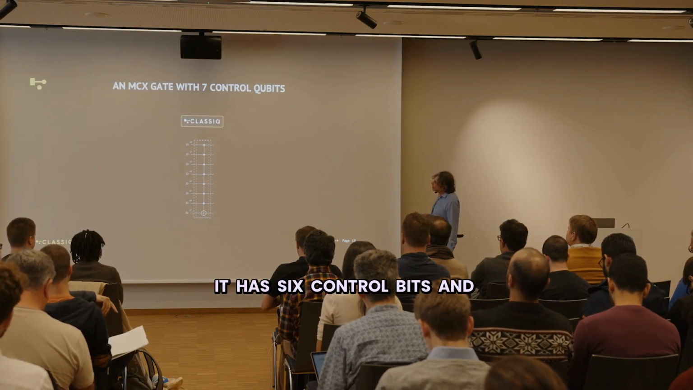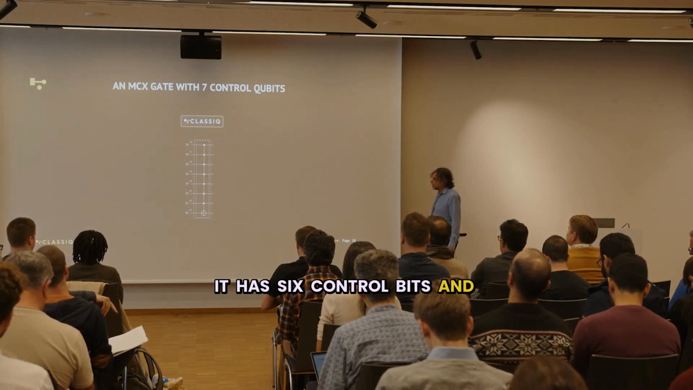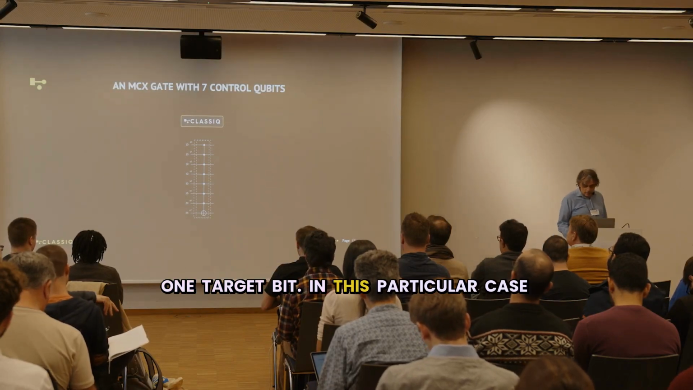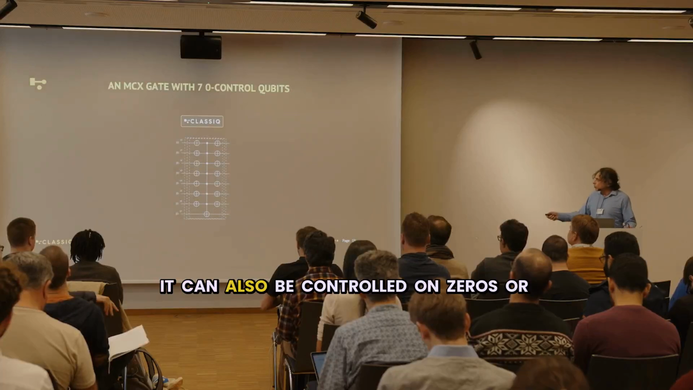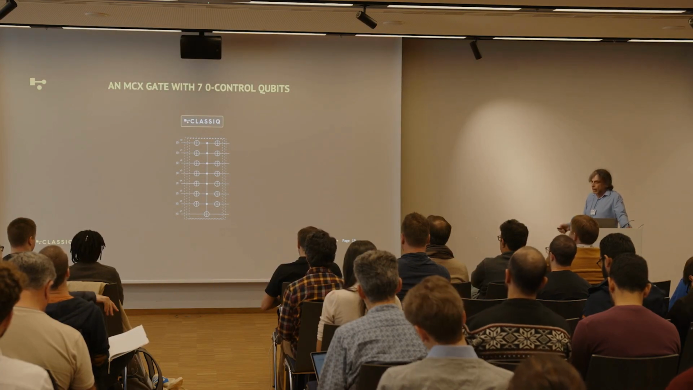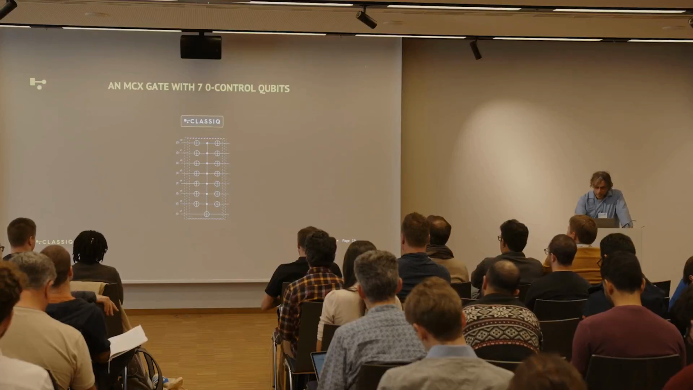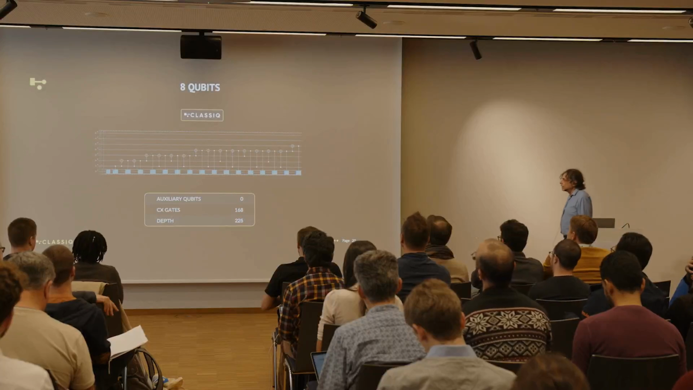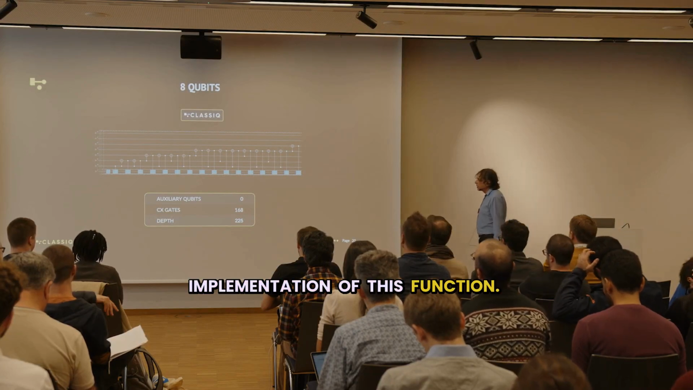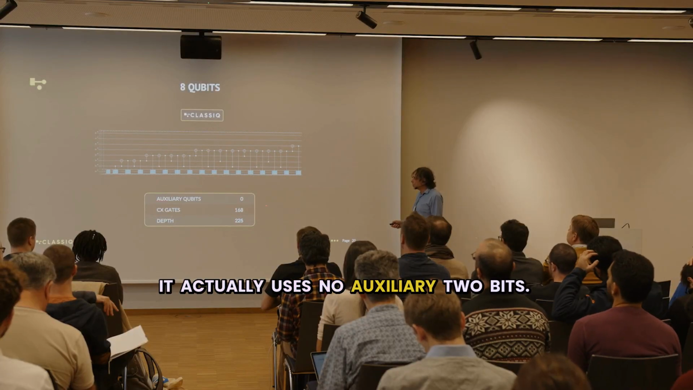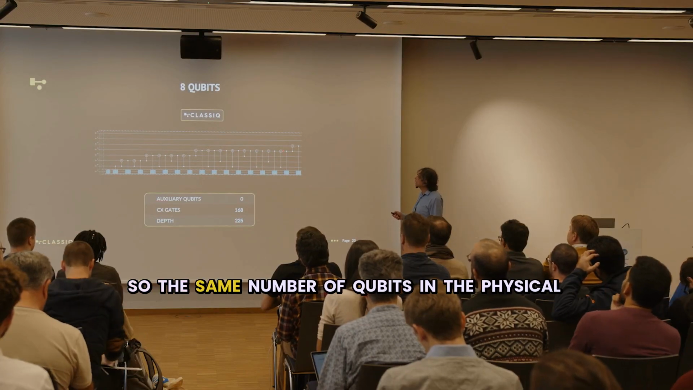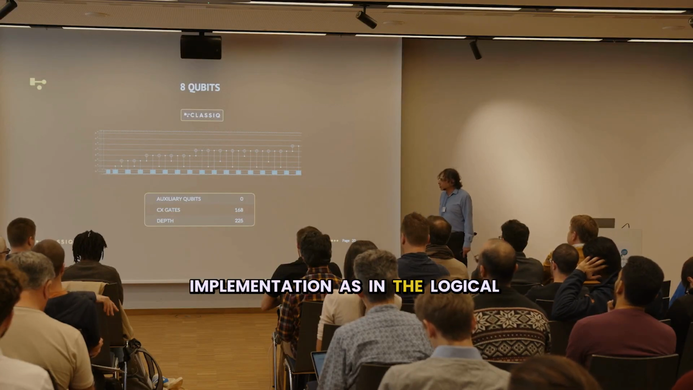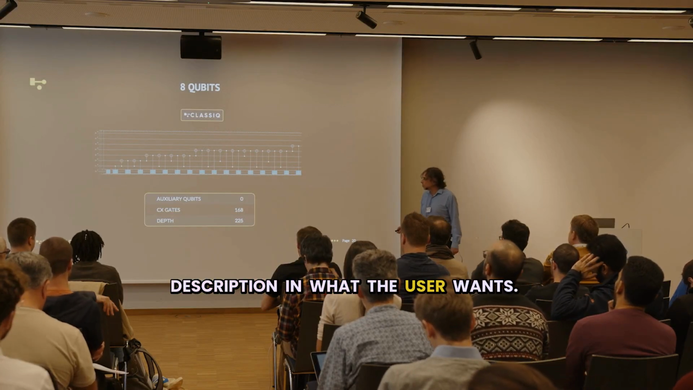What the user cares about in this particular case is that this function will be implemented. It has 6 control bits and one target bit in this particular case. It can also be controlled on zeros or ones, it doesn't really matter. And this would be a particular implementation of this function. It actually uses no auxiliary qubits. So the same number of qubits in the physical implementation as in the logical description is what the user wants.